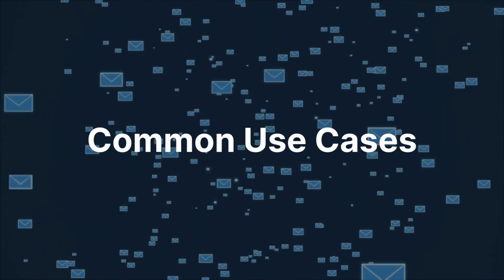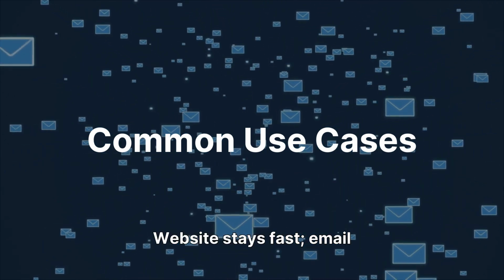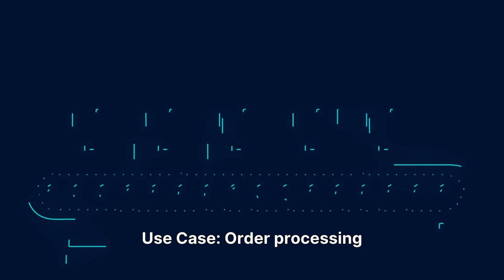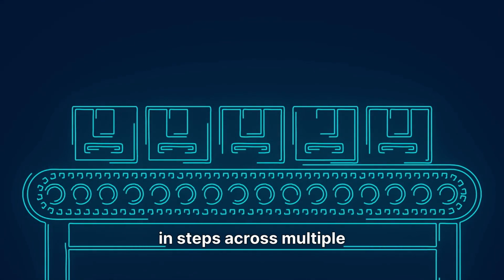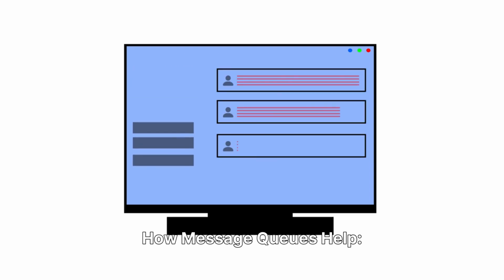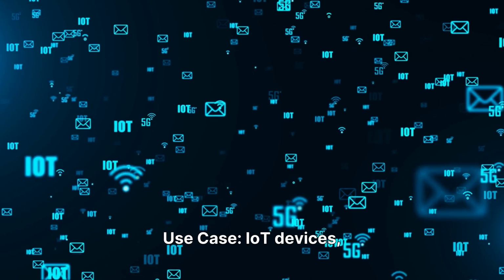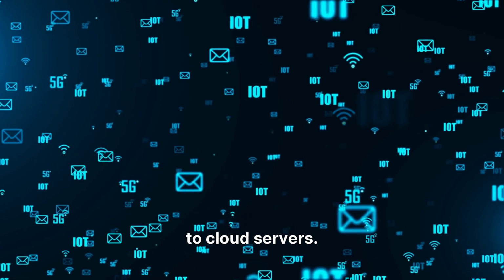Common use cases. Use case: sending emails. How message queues help: the website stays fast, and email is processed in the background. Use case: video processing. How message queues help: the upload completes instantly while encoding happens later. Use case: order processing systems. How message queues help: work is handled in steps across multiple services. Use case: logging systems. How message queues help: the queue collects logs without slowing the app. Use case: IoT devices. How message queues help: devices send messages asynchronously to cloud servers.